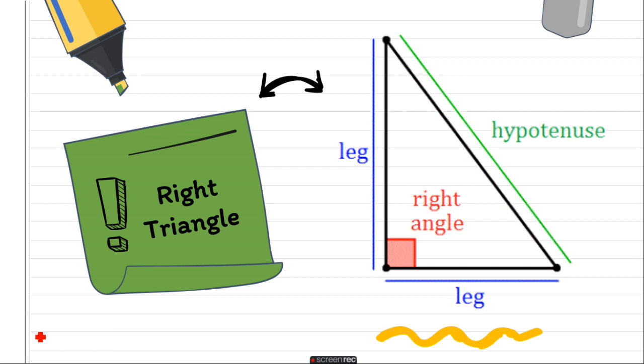This one is a right triangle, and it is composed of different parts. We have here the leg, and also the leg, and this one is our hypotenuse. Now this is our right angle. This symbol means that this triangle has a right angle. There are two legs, and the longest side is the hypotenuse. So how do we locate the hypotenuse? The hypotenuse is always located opposite the right angle. So that is our right triangle.